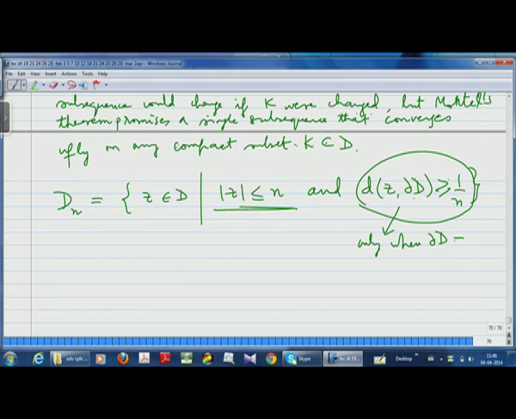That means actually you are looking at a family of entire functions. And in that case, this Dn is just the sequence of disks of increasing radius. And this condition will become useless. The distance between z and ∂D being greater than or equal to 1 by n is superfluous. You write this condition only when it makes sense, that is, only when ∂D is non-empty. If ∂D is empty, if you want, define the distance to be infinity, so that infinity is always greater than or equal to 1 by n. But think of this condition only when ∂D is non-empty.